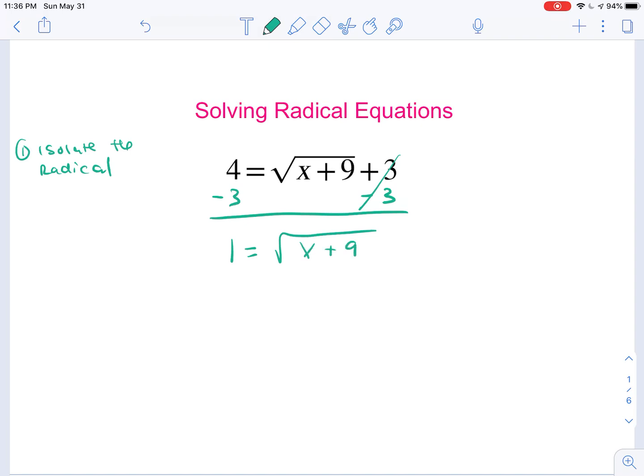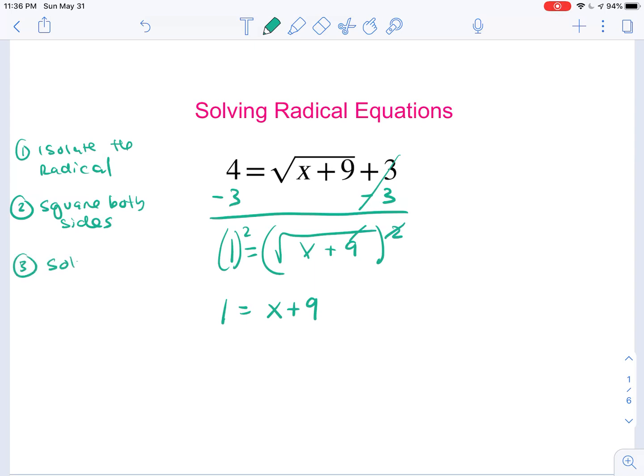Now that my radical is isolated, I'm going to square both sides. And the reason that we do this is because square and square root are inverses of each other. They cancel each other out. So we do square once the radical is by itself so that we can cancel. But of course, what we do to one side, we have to do to the other. So 1 squared, we're lucky in this case, is just 1. This square on that side leaves me with just whatever is under the radical.